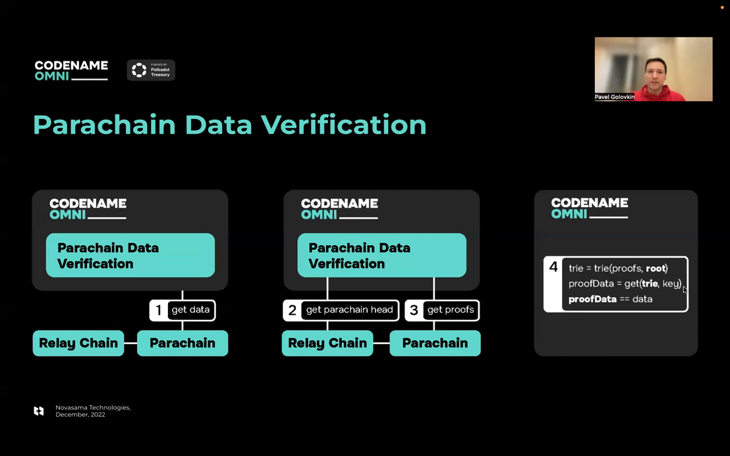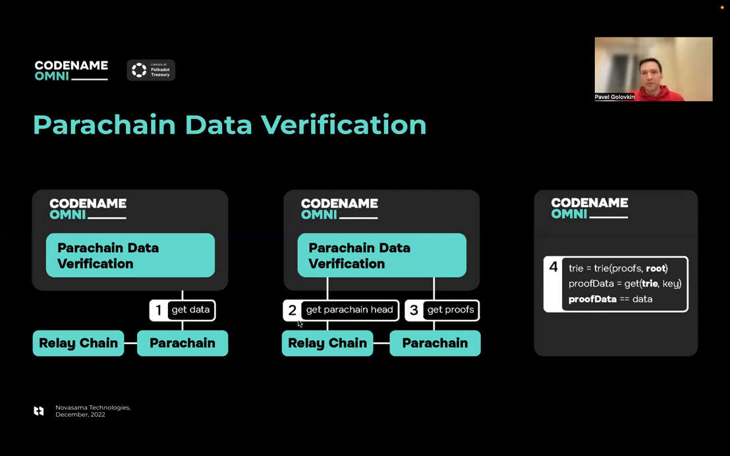Then we know the key of a storage for this data, and we know the tree, and we trust the tree because it's built based on the trusted data. We can restore the proof data using this tree and the key. And if the proof data equals the data that we got through the RPC, then it means that this data is correct. So that's how the parachain data verification service works, and we can verify any data that we get from the parachain.